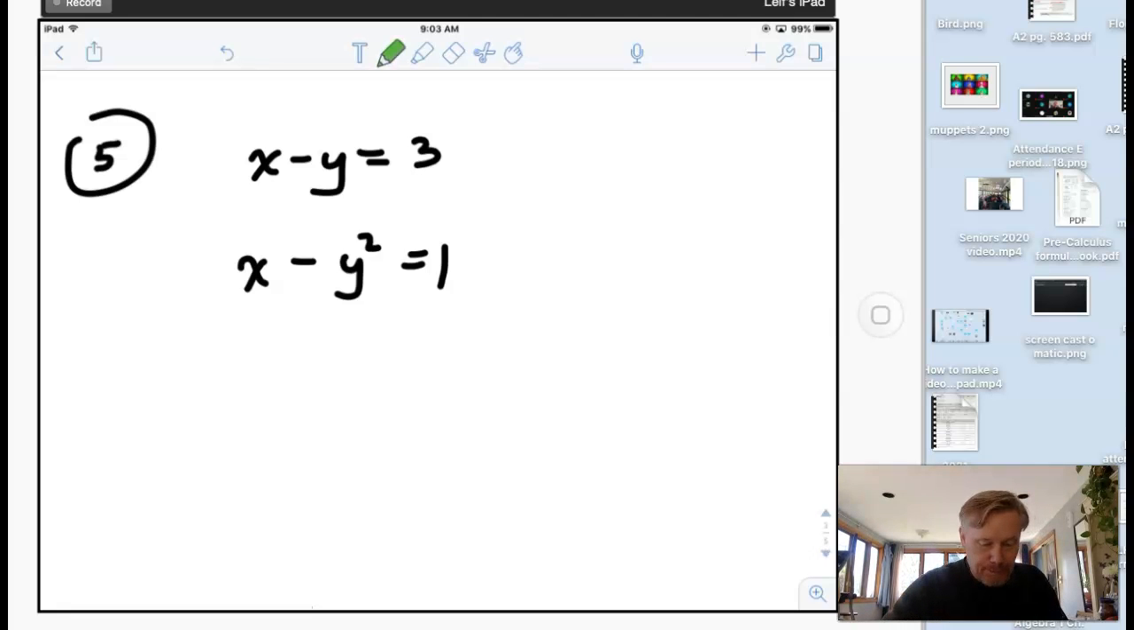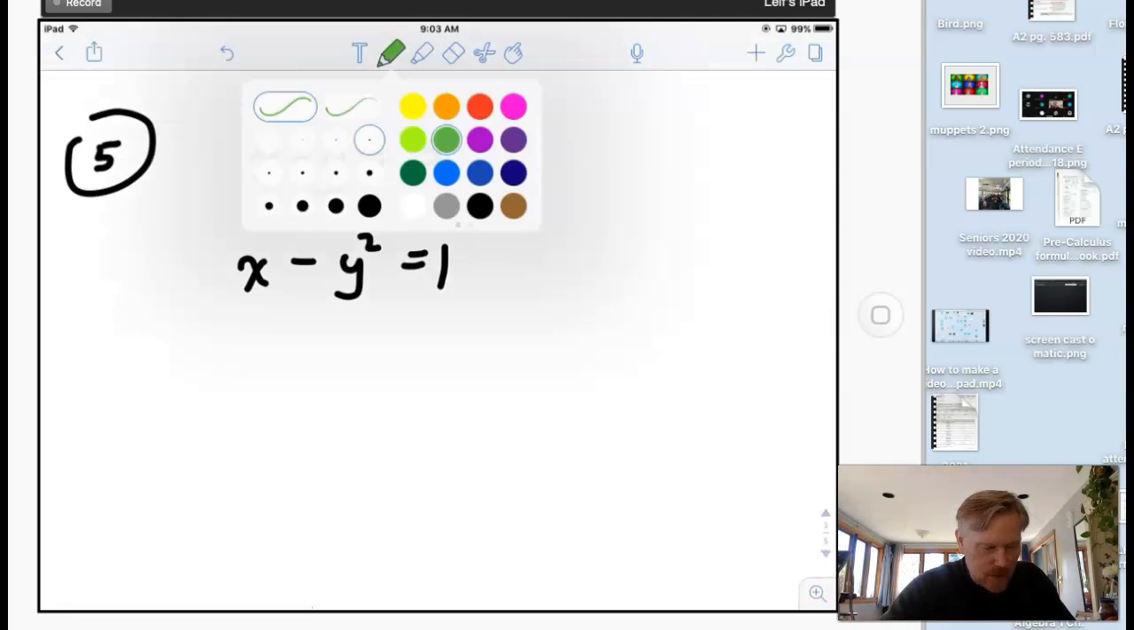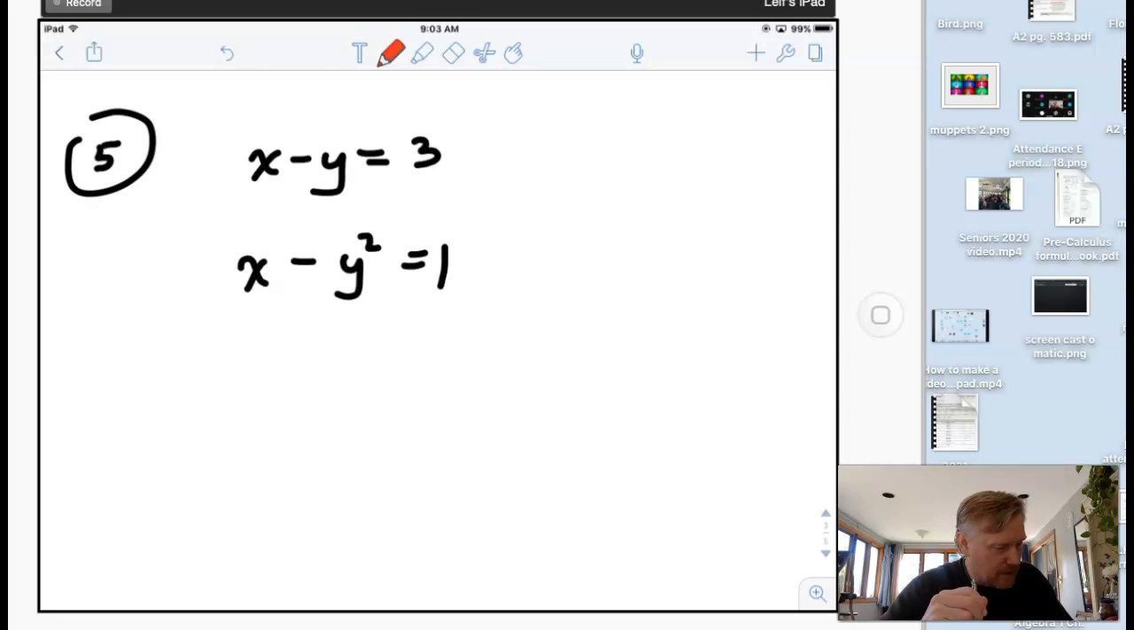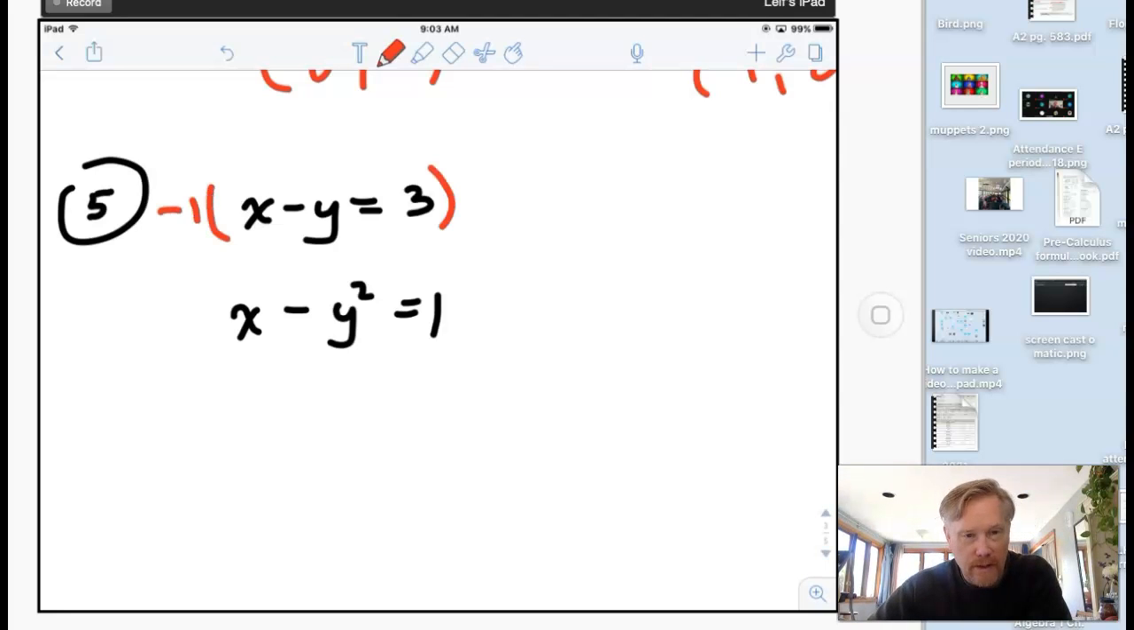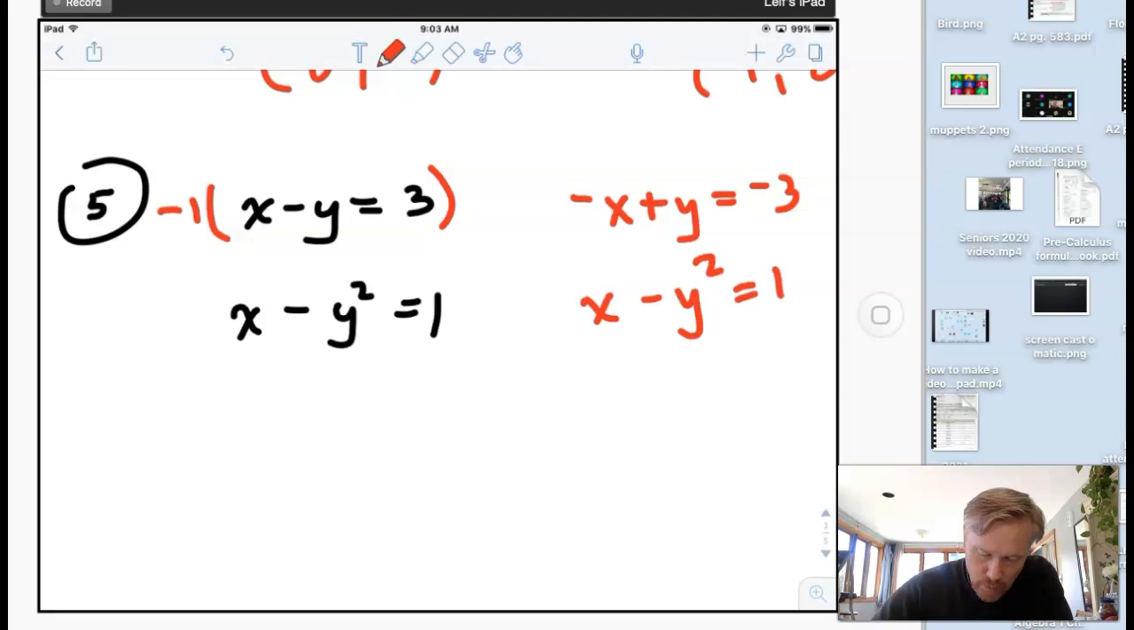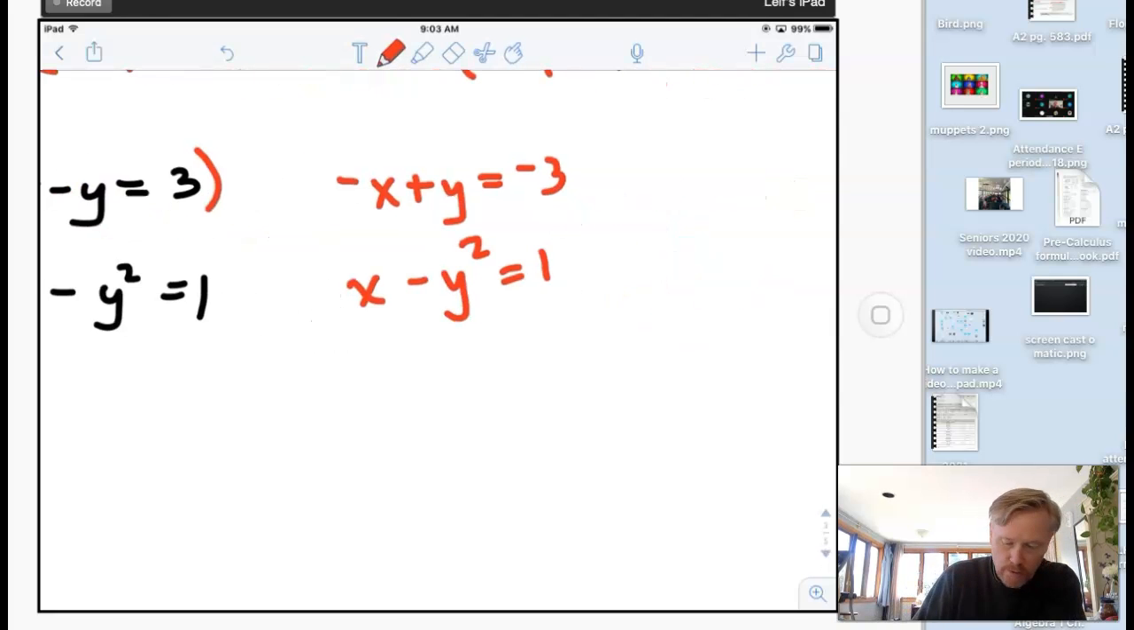Let's see, with this one, this is pretty good for getting the x's to cancel out, right? If I just multiply that top thing by -1, I will get x and -x. So I got -x plus y equals -3 when I multiply that out. x minus y squared equals 1. So we'll see how this one goes.